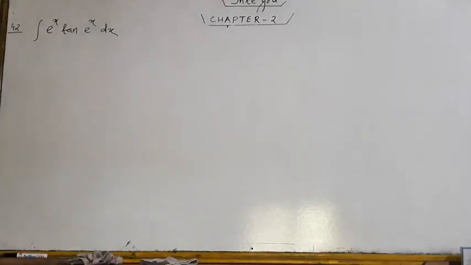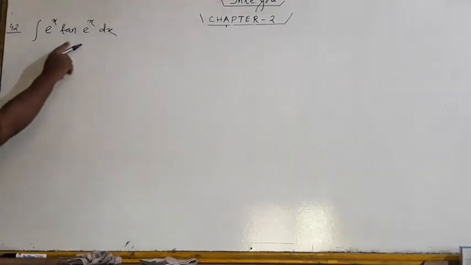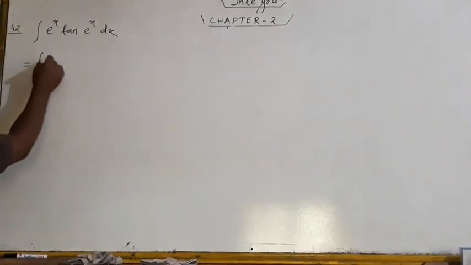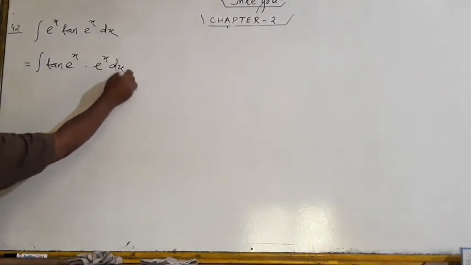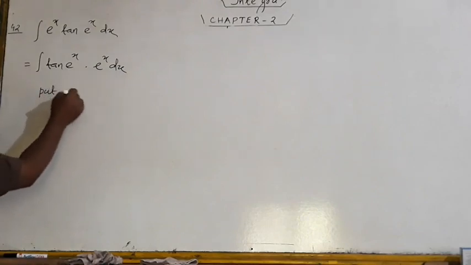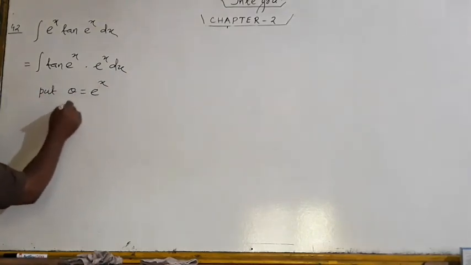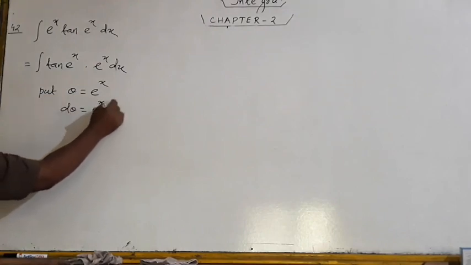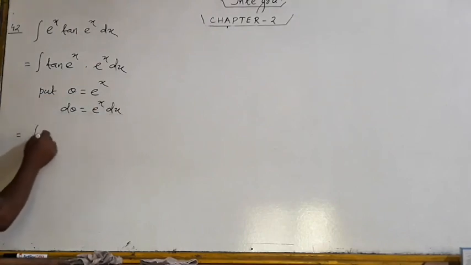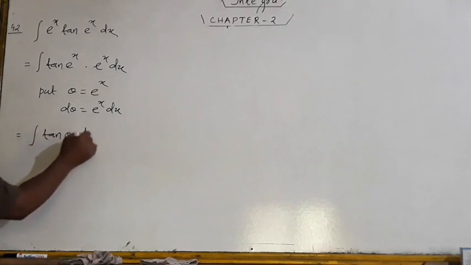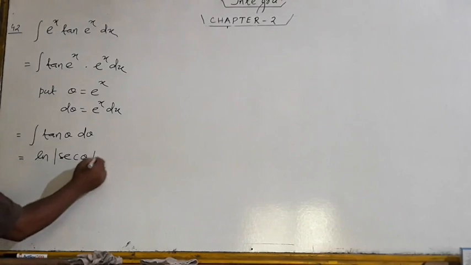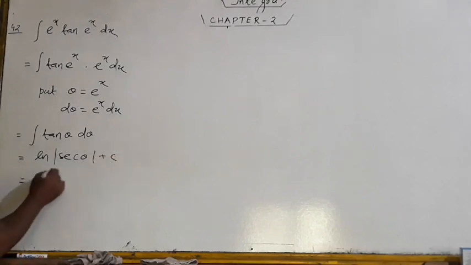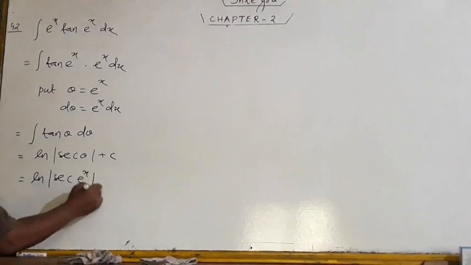Look at number 42. It is e^x tan(e^x). Now write this as tan(e^x) into e^x dx. Put theta equal to e^x. Then d theta is equal to what? e^x dx. Now the integration becomes tan theta d theta, and you know the integration of tan theta is ln sec theta + c, and it is ln sec e^x + c.